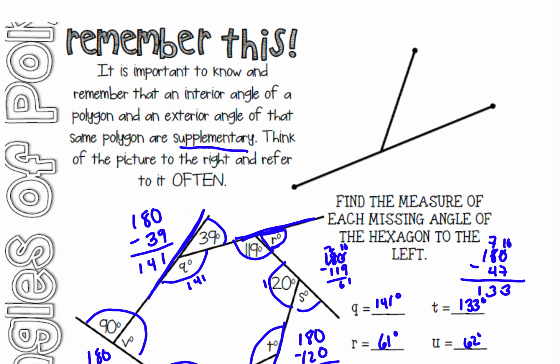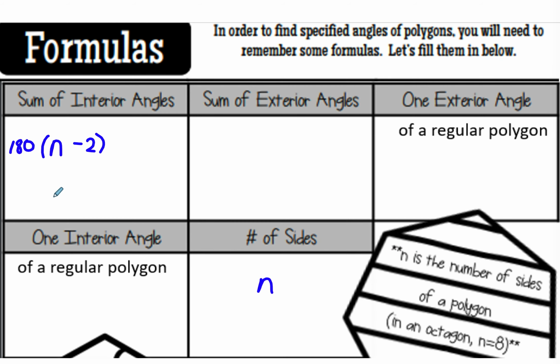So that is our formula. Now that I go back here, we take the number of sides and we subtract 2. That tells us how many triangles make up our polygon. And then we multiply times 180.